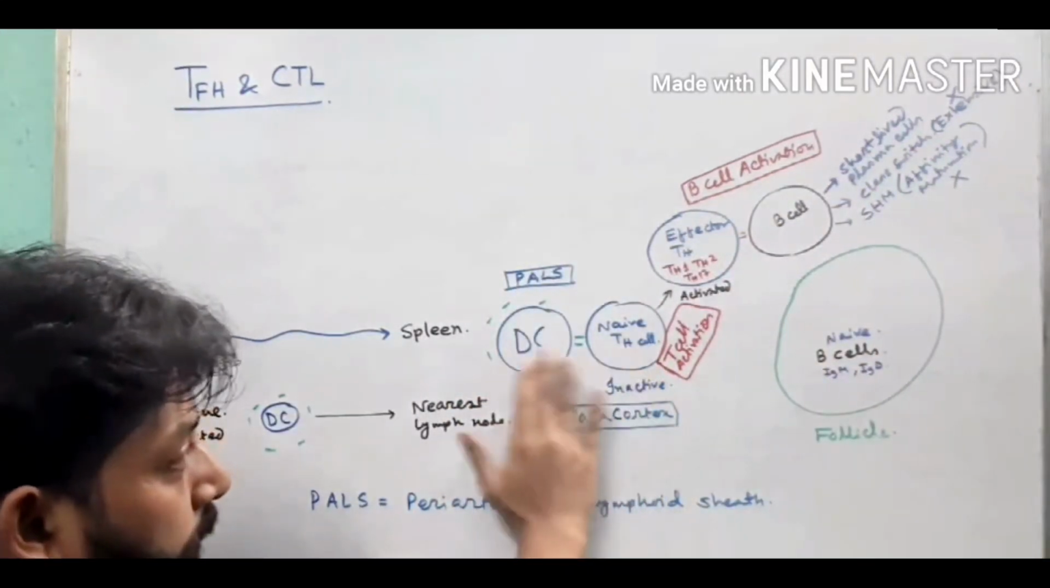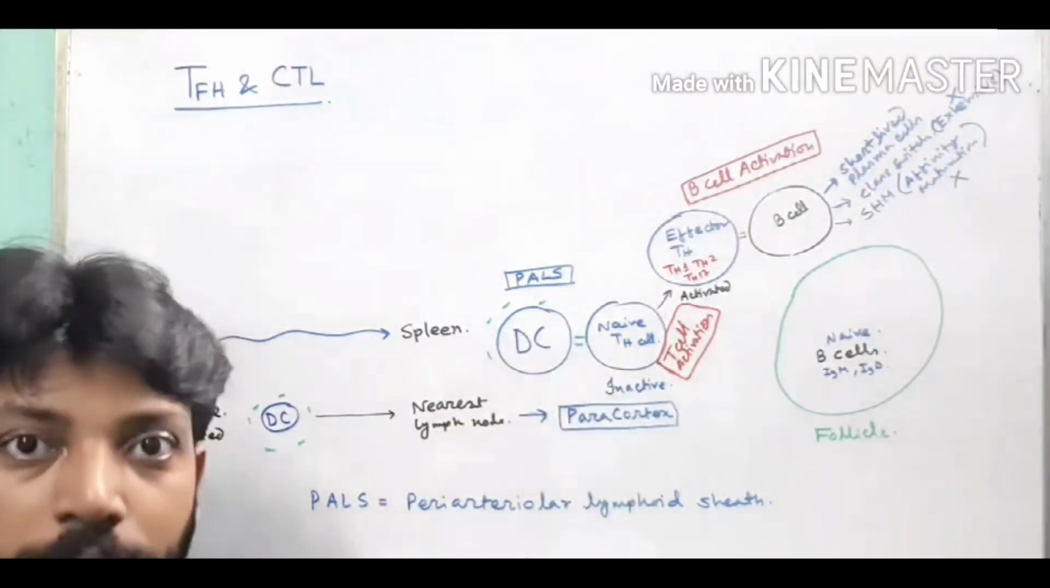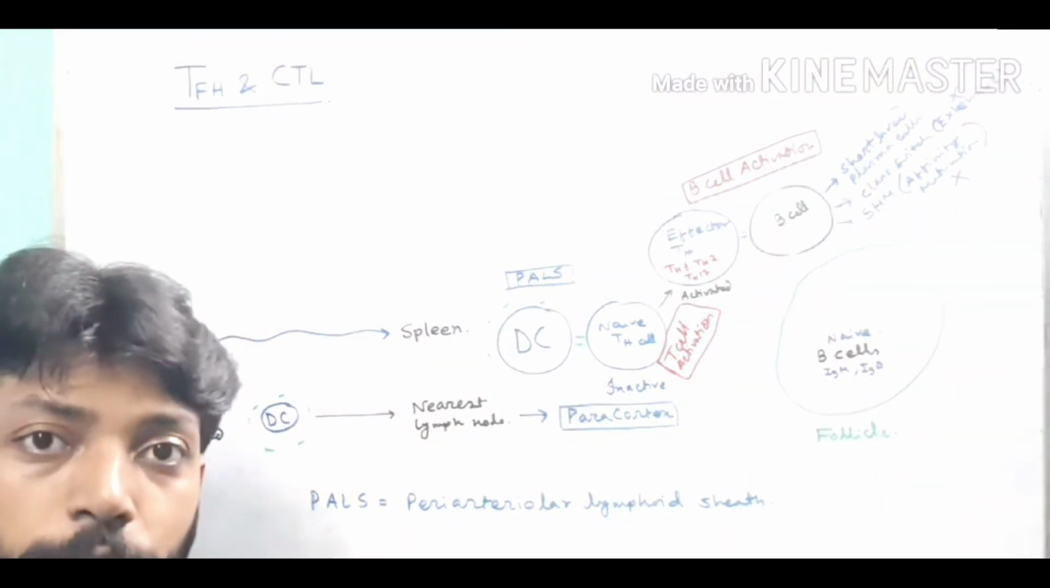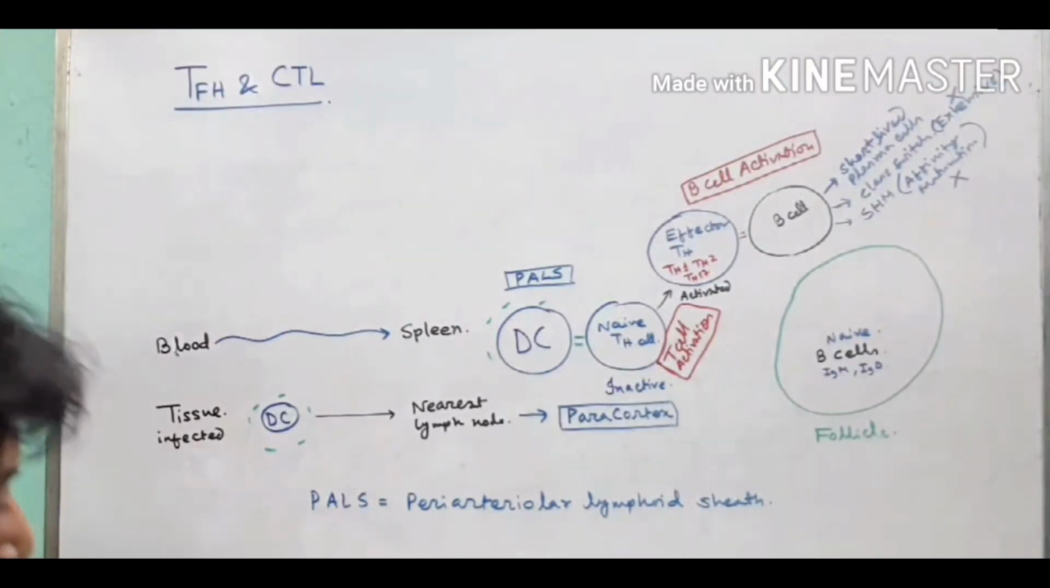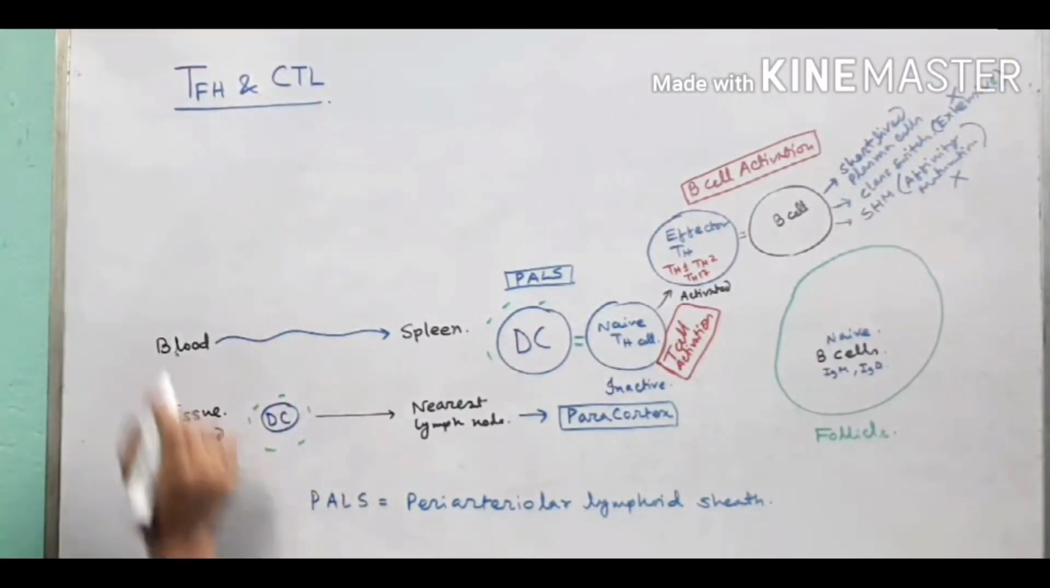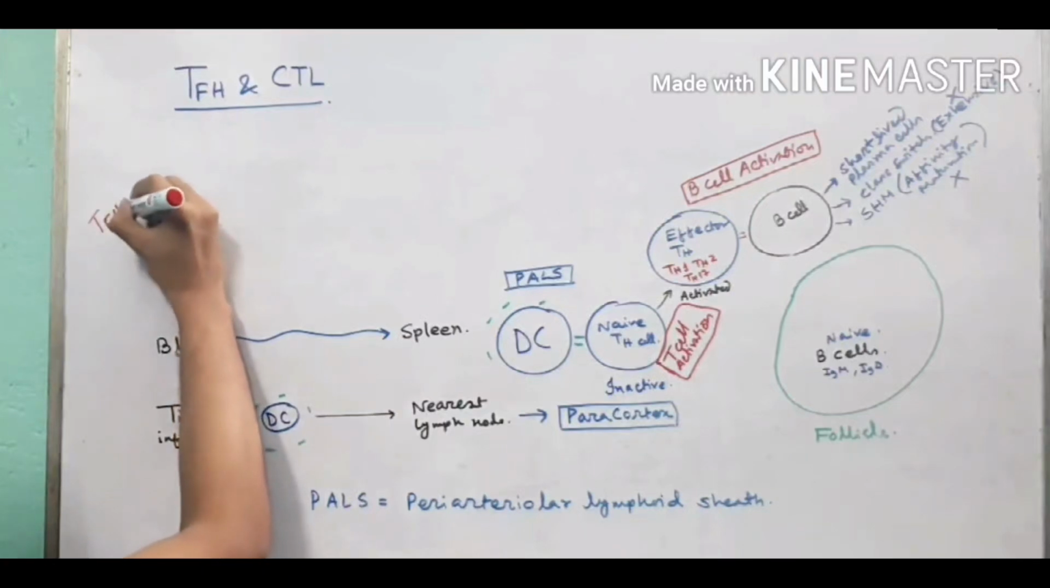During these interactions between the dendritic cell and naive T cells, some naive T cells interact with the MHC2 molecule with strong interaction. Very important. I am mentioning it in red color. This is very important for T follicular helper cells. So I am talking about T follicular helper cells.